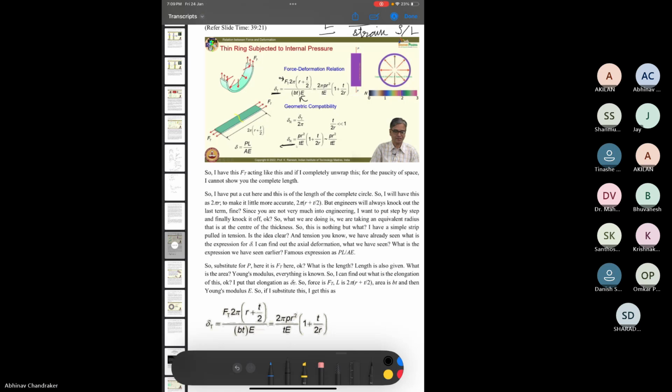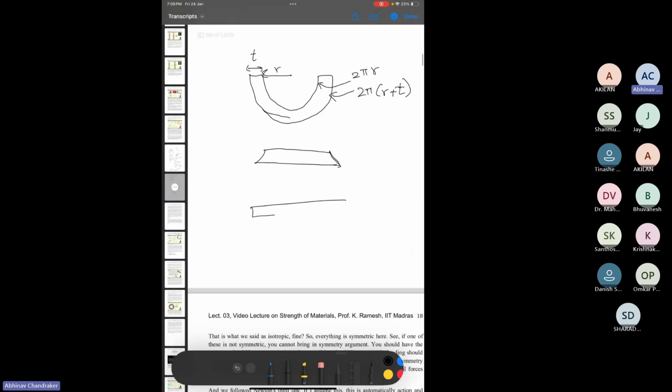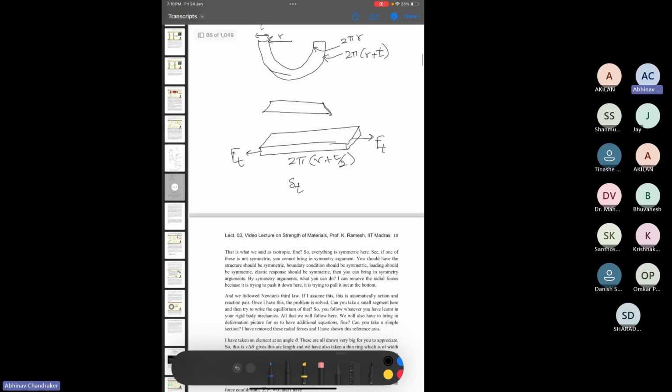So it's an assumption. And based on that assumption, what we are saying is that we can straighten it up and say that we have a kind of plank of this length 2 pi into r plus t by 2, and this plank is experiencing forces ft. Now we are using the Young's modulus and the linear elasticity relation to understand what strain extension will develop in this particular plank. So we are simplifying the problem by assuming that you have a constant length of this value.